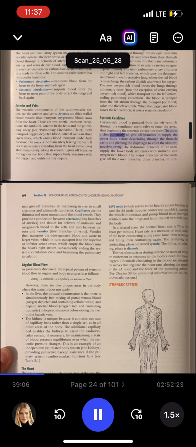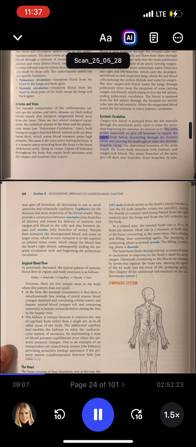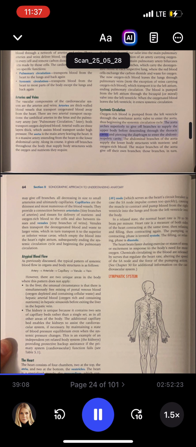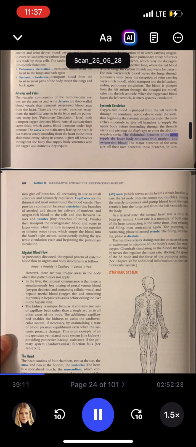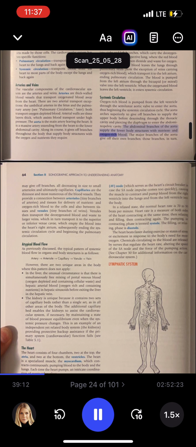The aorta arches superiorly to give off branches to supply the upper body before descending through the thoracic cavity and piercing the diaphragm to enter the abdominopelvic cavity. The abdominal branches of the aorta supply the lower body structures with nutrient and oxygen-rich blood. The major branches of the aorta give off their own branches.